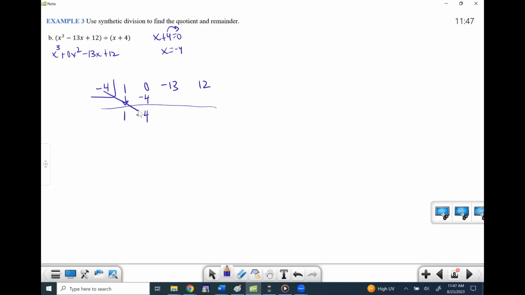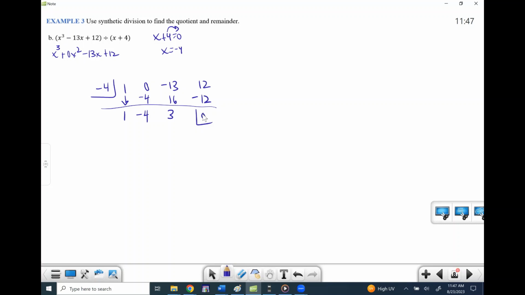We're going to multiply negative 4 times negative 4 to get 16. And we'll add downward. Negative 13 plus 16 is 3. We're going to multiply to get negative 12. And we add downward to get a remainder of 0.